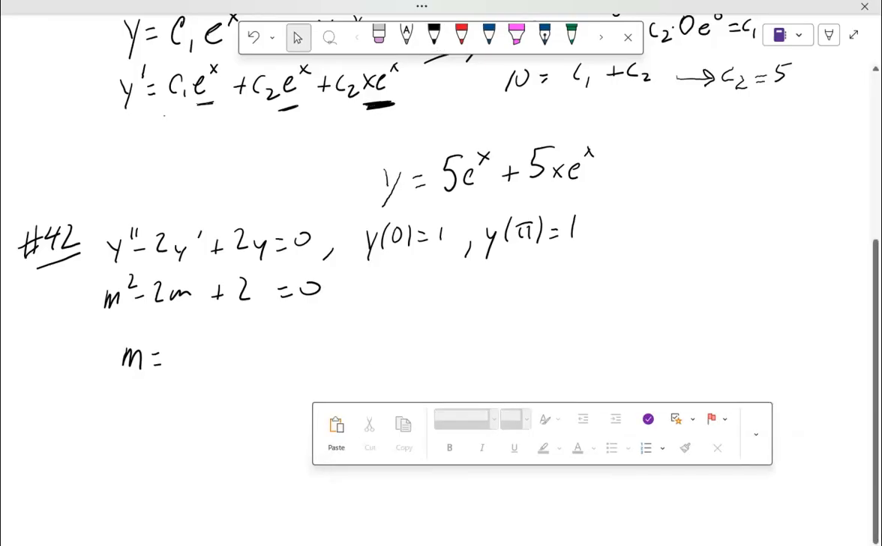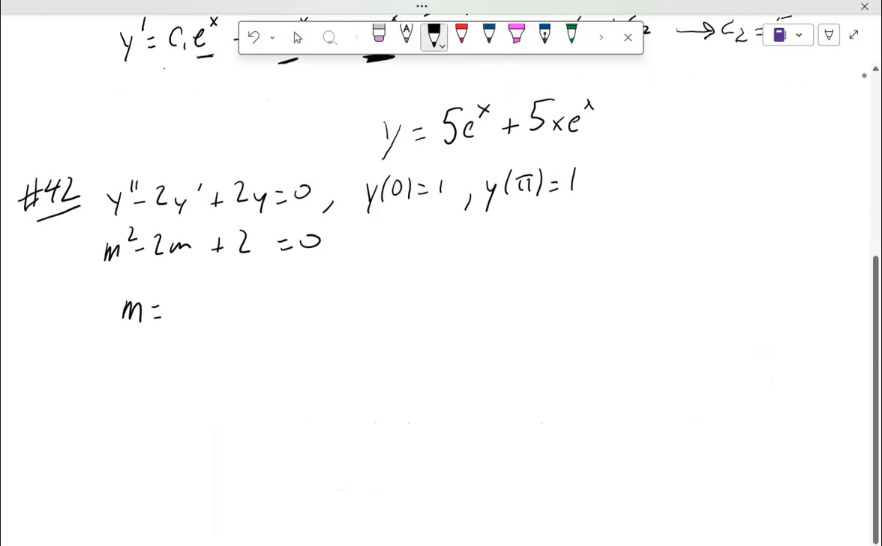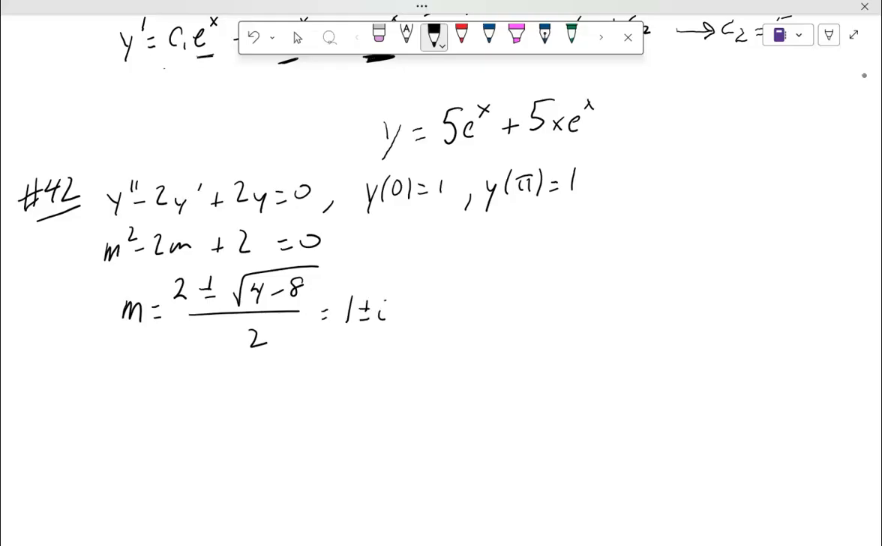Okay, cool. He already went through it. Good. We'll have 2 plus or minus the square root of 4 minus 8, all over 2. You know, the b squared, which is 4, and then the 4ac, which is 8. So you get a negative 4 under the radical. The square root of negative 4 is 2i, and then the 2's cancel, so like Trey says, you get 1 plus or minus i.